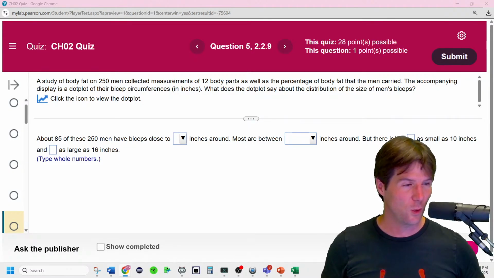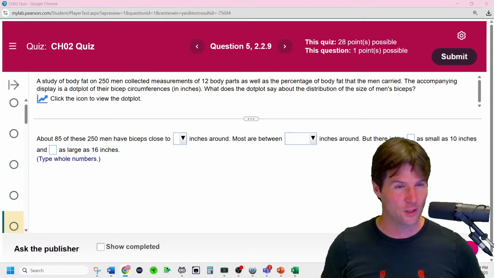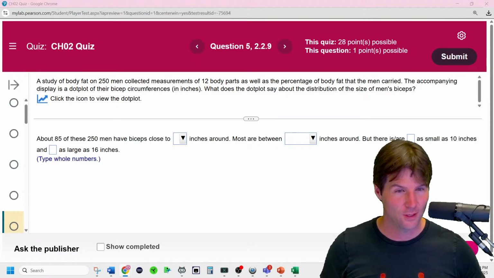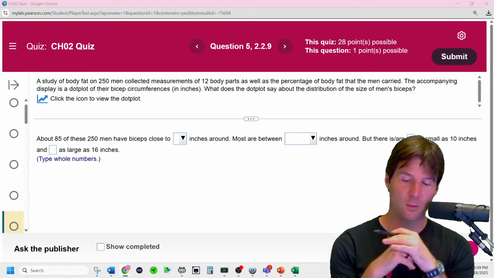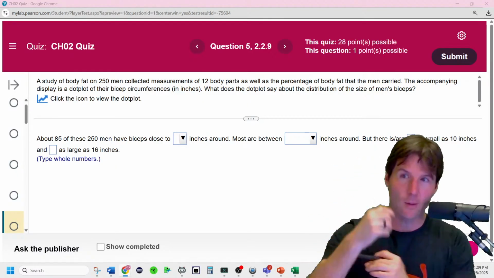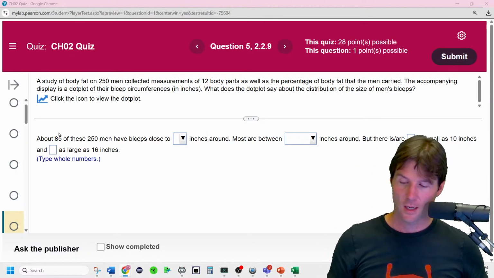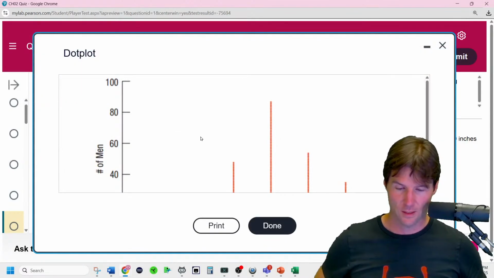Okay, let's do this question, the other version of it. Thank you right there, Lily. We got a lot of questions. I love this. It says, a study of body fat on 250 men collected measurements. We all read that. It measured their bicep. We have a dot plot. 85 of the 250 men have a bicep close to what?